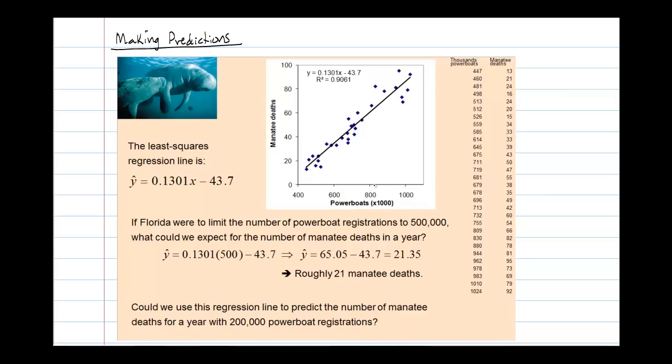So when we talk about this, the number of powerboat registrations and the number of manatee deaths due to collision with powerboats in Florida each year for the past 3 decades is being represented. Beware that the data on powerboats are presented in thousands of registrations, so 500,000 powerboat registrations corresponds to 500 on our data set. And we should not use this regression model to predict the number of manatee deaths for, let's say, 200,000 powerboat registrations, because this would predict outside the range of our data, and that's called extrapolation, and we don't want to extrapolate. In this case, extrapolation gives a nonsense prediction of negative deaths. Okay, and that definitely wouldn't make sense.